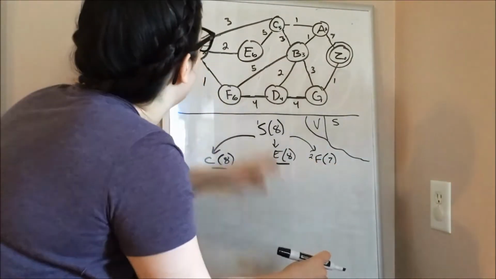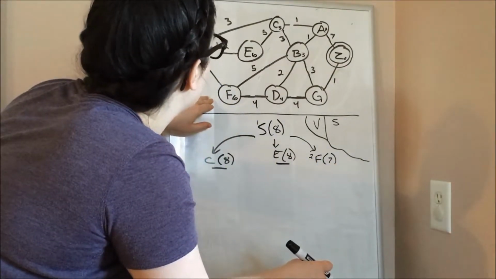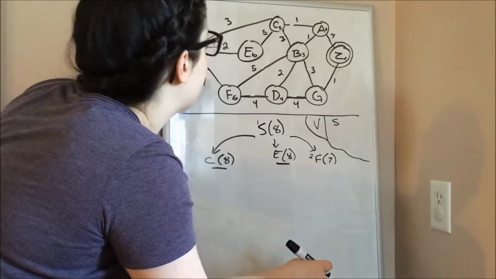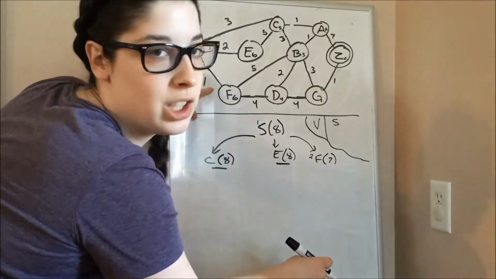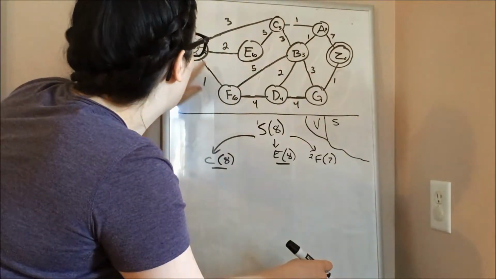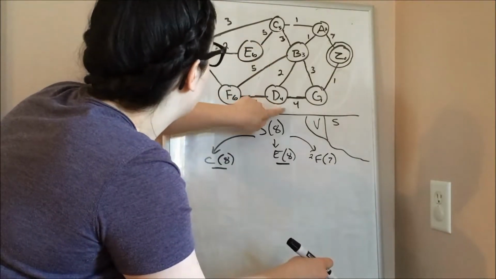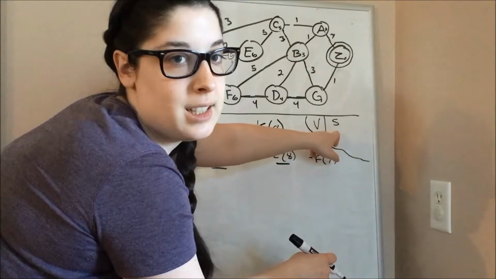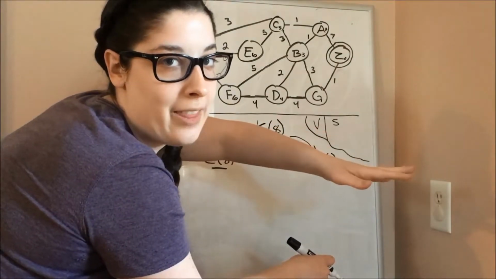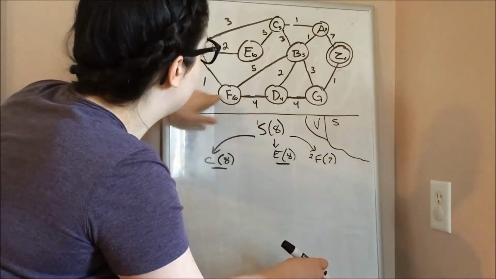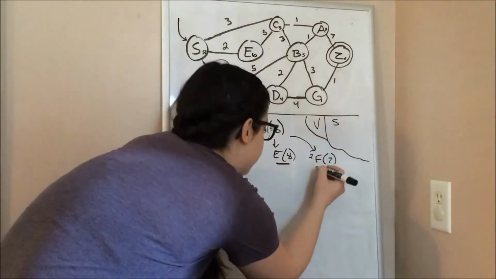Okay, so where does F point to? F points to S because these are directionless arrows. So F points to S, it points to B, and it points to D. But S is already in our visited set, so we don't add that to the tree. We do add B and D.